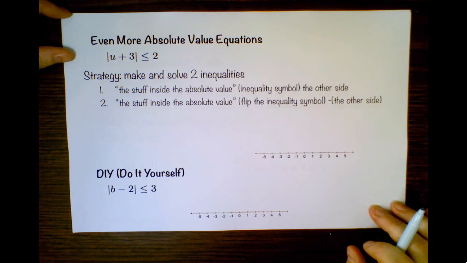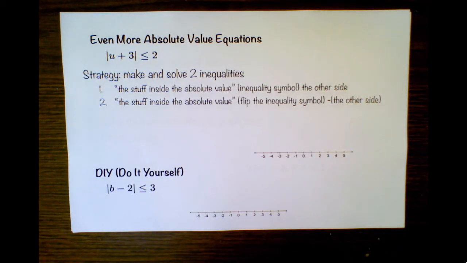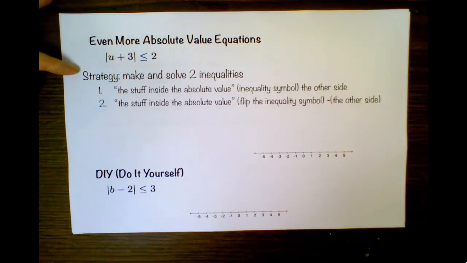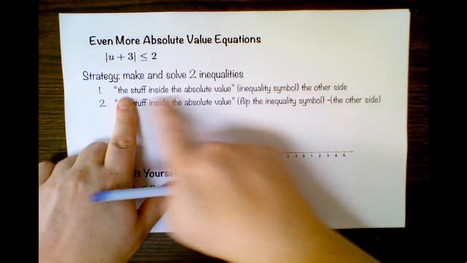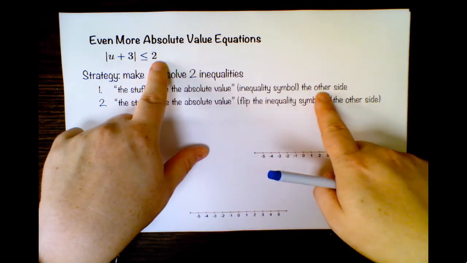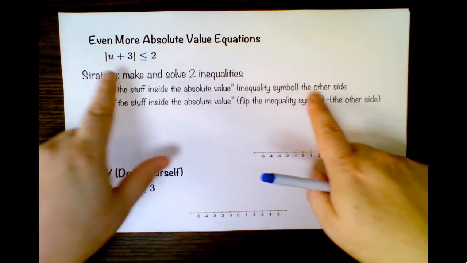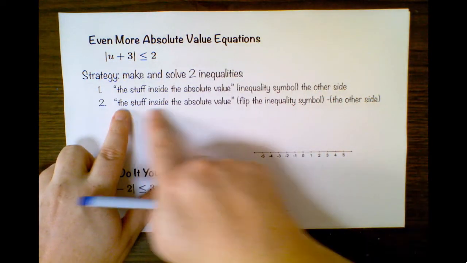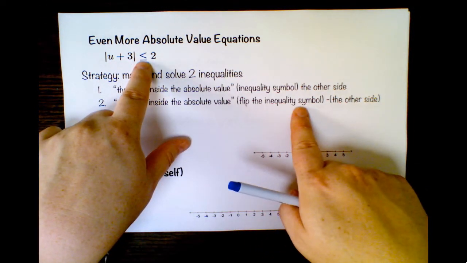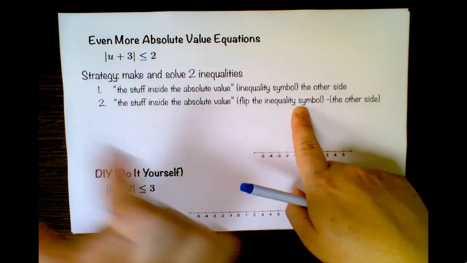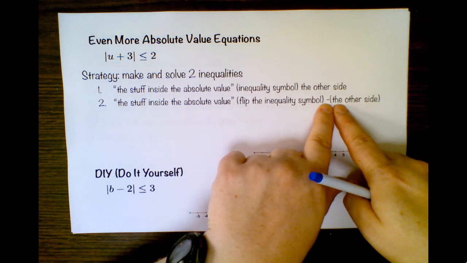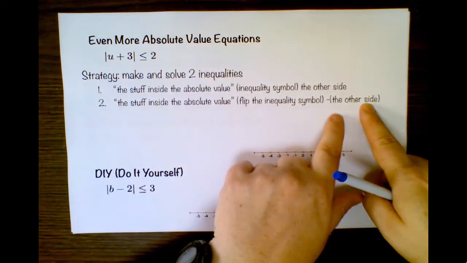Oh, now we've got stuff inside the absolute value with our variables. So just like before, our strategy is to make and solve 2 inequalities instead of equations. So here's how it works. The stuff inside that absolute value, this inequality symbol, whatever it is, and then the number on the other side. Your second inequality is almost the same. It's the stuff that's inside the absolute value. Whatever this inequality symbol is, you flip it. So if it's less than, it turns into greater than. If it's greater than, it turns into less than. And then the negative of that number on the other side.